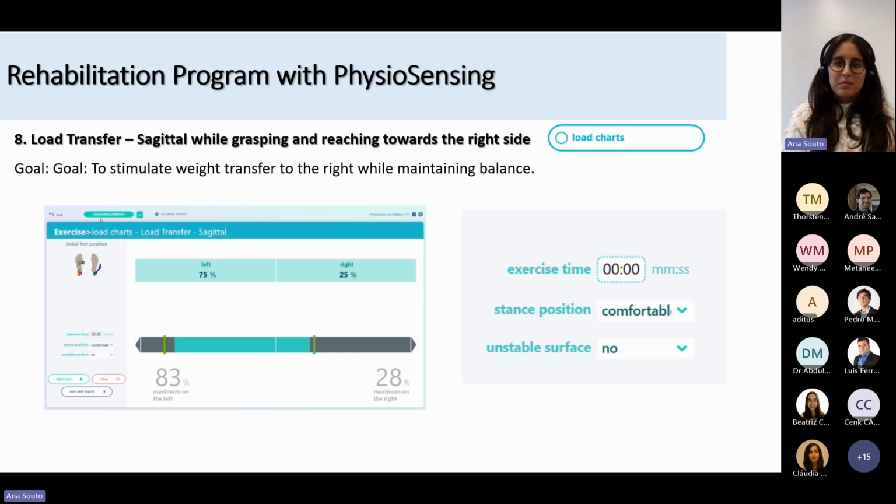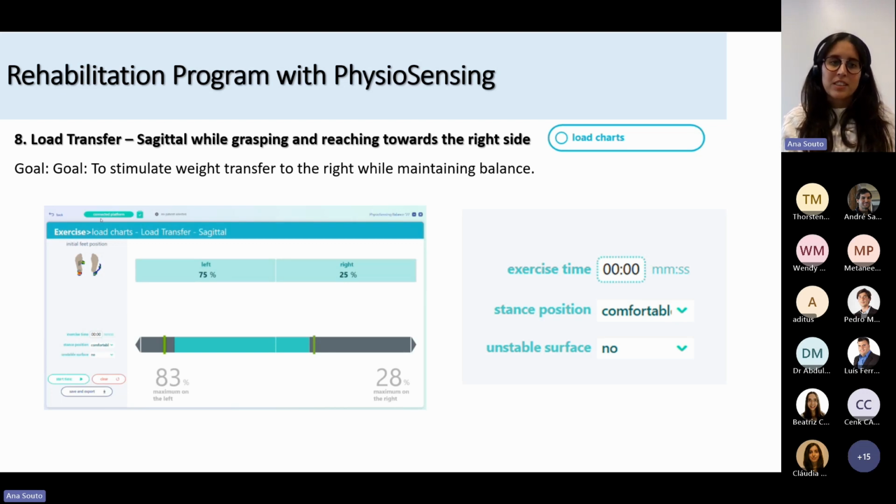This exercise can be used for other contexts, so you just need to change the parameters and have creativity to add more goals to the exercises. The visual feedback works really well for people that have this asymmetric weight stance, and so it's good to use while doing specific movements such as sit to stand.